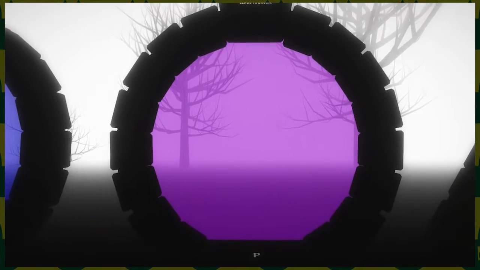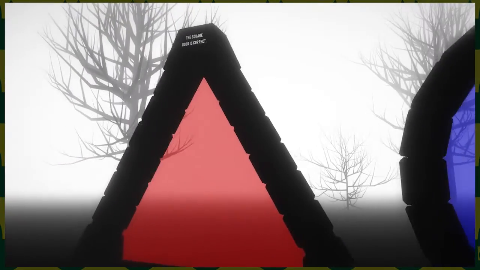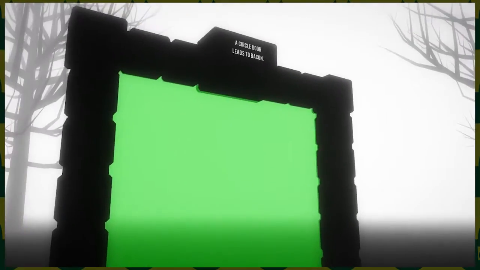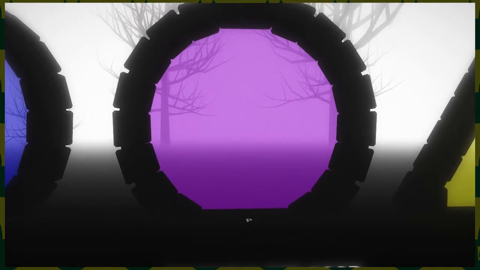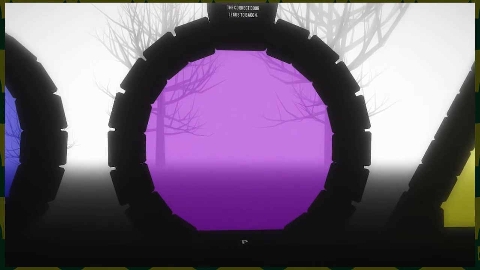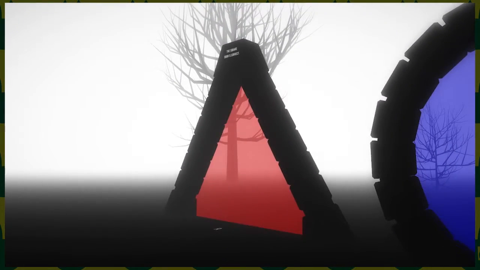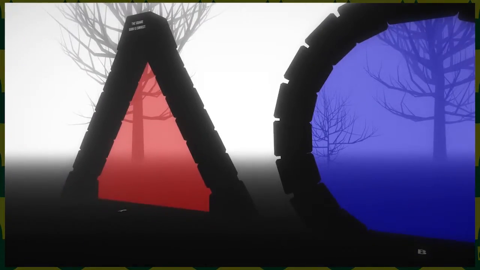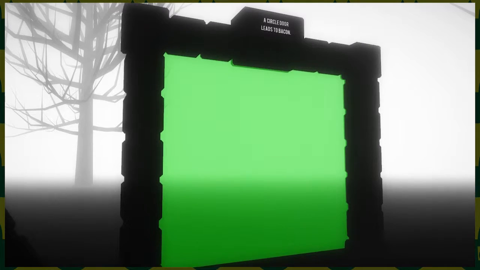The correct door leads to bacon. The red door leads to bacon. You're incorrect. The square door is correct. Where? A circle door leads to bacon. Dang it. So you have to be incorrect. No. The correct door leads to bacon. Exactly 1 door is correct. Square door is correct. You can't be correct while you're correct. So that means you can't be correct.